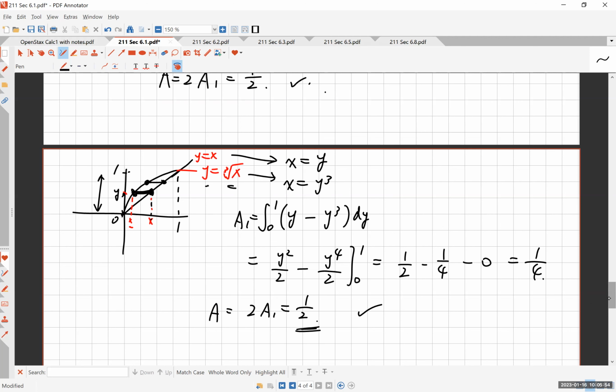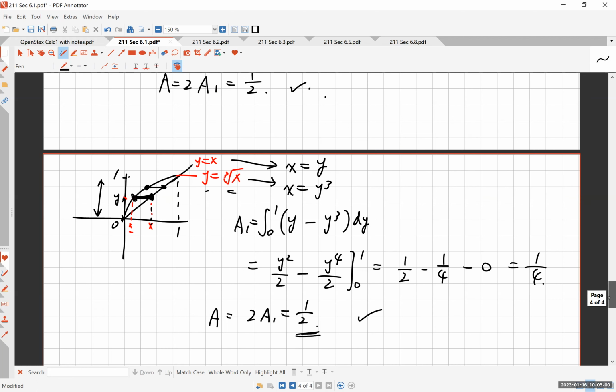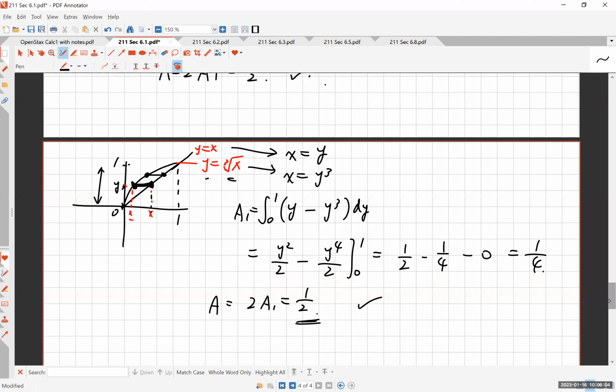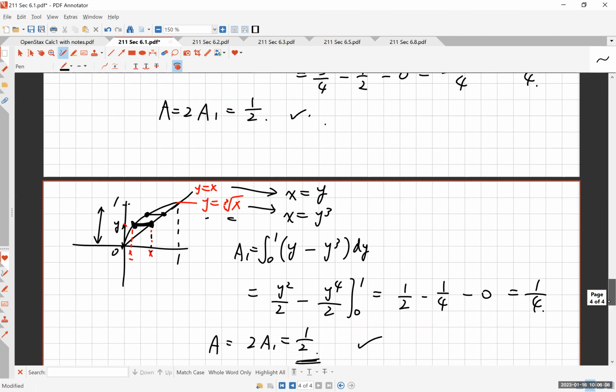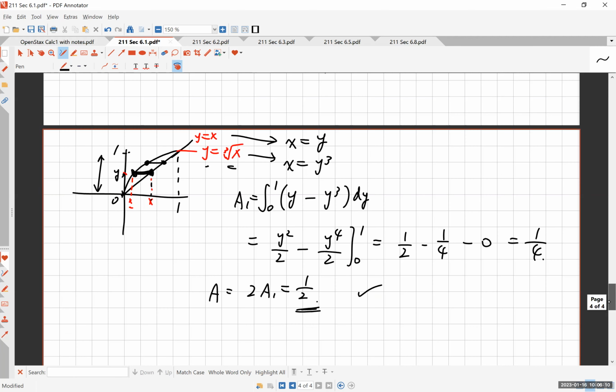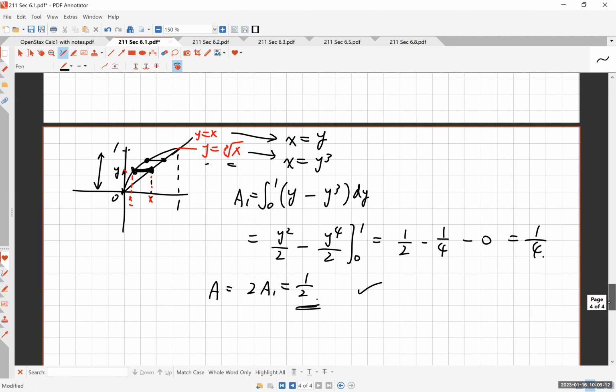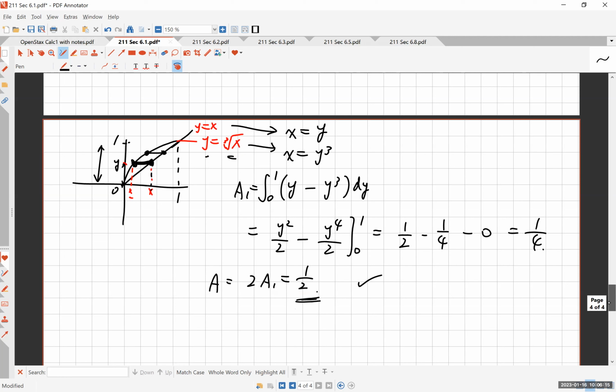All right, so get used to this. I know this makes many students uncomfortable because you have really not used y as the independent variable. But many times, many regions do require you to integrate with respect to y. So it is good to stretch your mind and imagination and to be able to use y as your variable of integration.